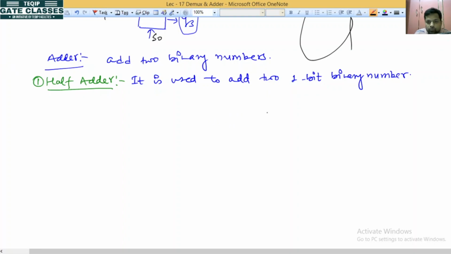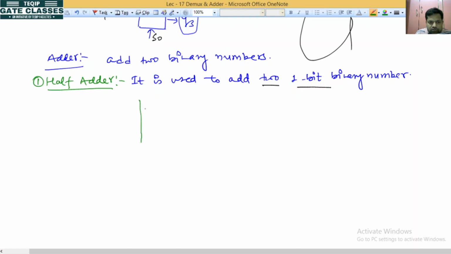Two 1-bit बाइनरी नंबर मतलब क्या है कि दो नंबर्स होंगे और एक एक बिट के होंगे, तो उनको ऐड करने के लिए वी कैन यूज हाफ एडर. ओके ना. तो व्हाट विल बी द ब्लॉक डायग्राम ऑफ हाफ एडर?